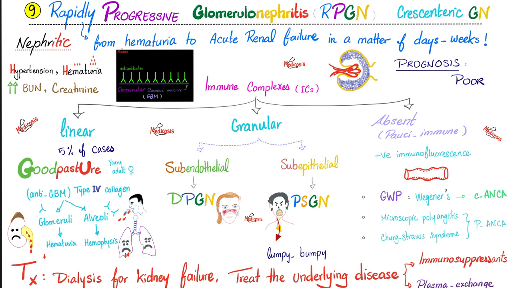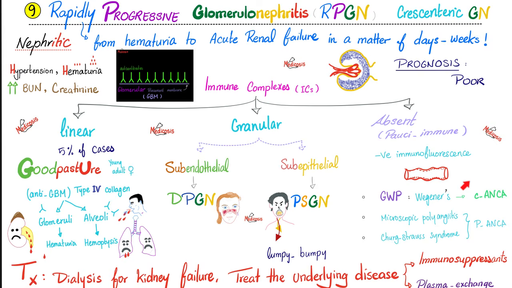Stop and think. If the patient has lupus and the granular immune complexes are subendothelial, this is diffuse proliferative glomerulonephritis. But if it's a kid with pharyngitis or scarlet fever and subepithelial, then it's post-streptococcal glomerulonephritis. Hey, Medicosis, I looked. There were no immune complexes. This is pauci-immune. Pauci means few or none.